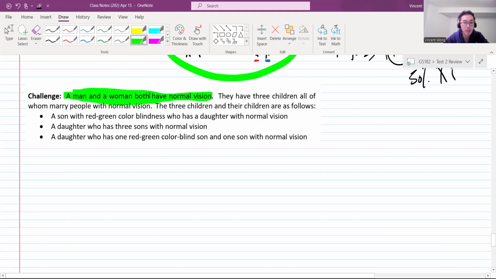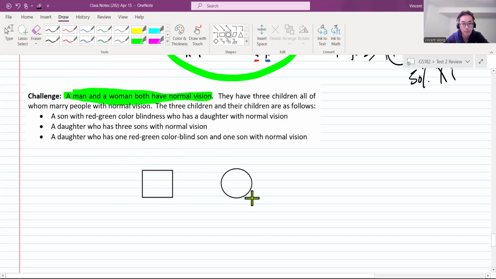So Manisha, what shape am I going to use? Since you were asking. A man and woman both have normal vision. So what shape should I draw? It's like no color. Both of them are white, right? So what shape do I use for the man? Square, yeah. So that is the man, and then a circle for the woman.